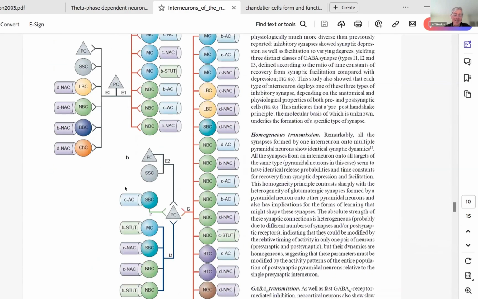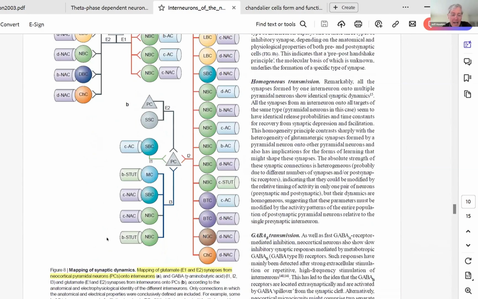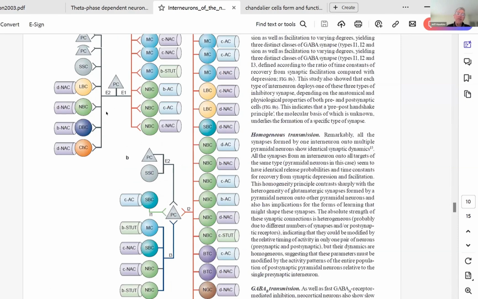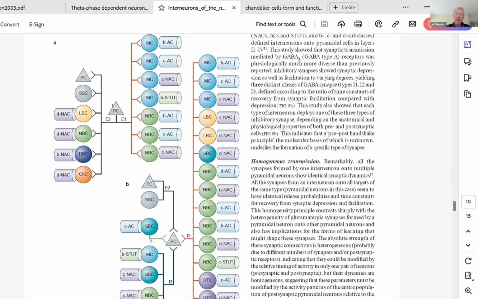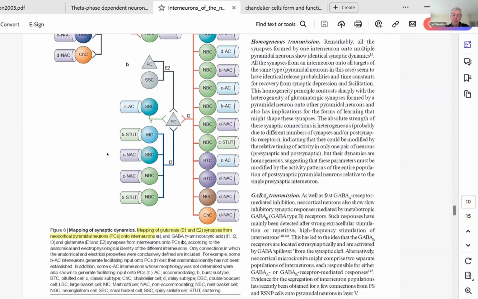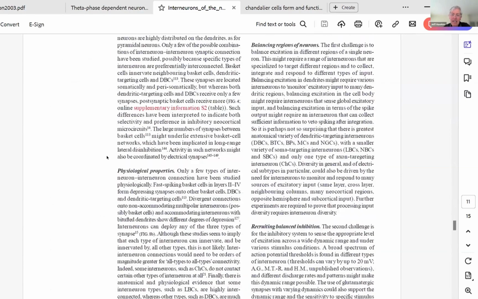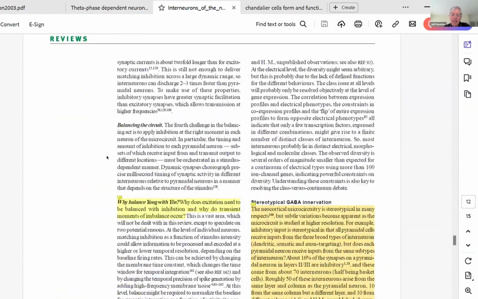Here's another chart that's mind-numbing. Mapping glutamate synapses from neocortical pyramidal neurons onto interneurons. So here's a pyramidal cell, and they're saying the pyramidal cell is going to form excitatory synapses on these different types of inhibitory cells, and what kind of synaptic responses you get on those inhibitory cells. So that's what that chart's about. Again, I don't know what to do with that. Let's keep going down here.